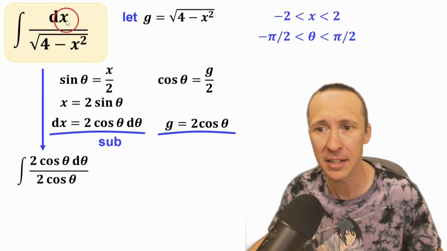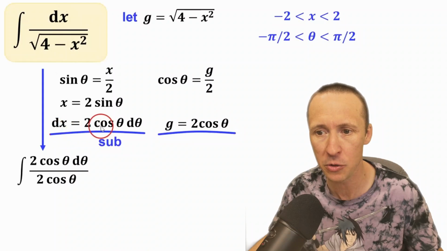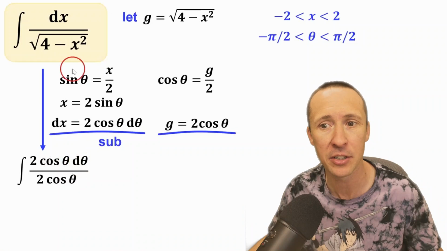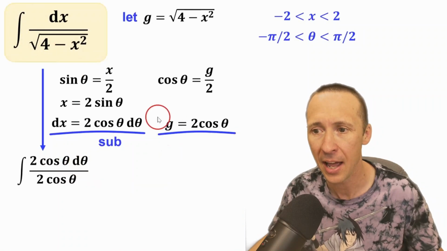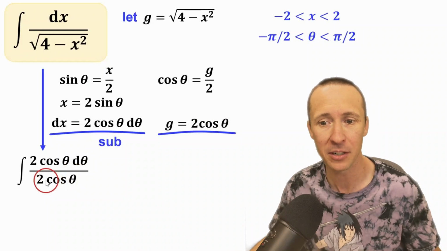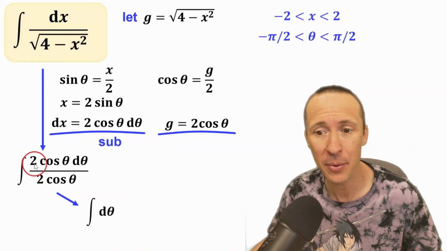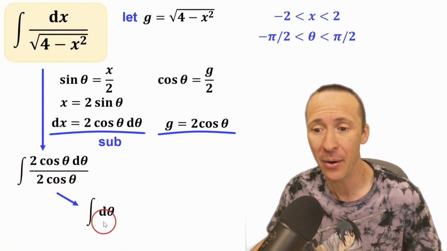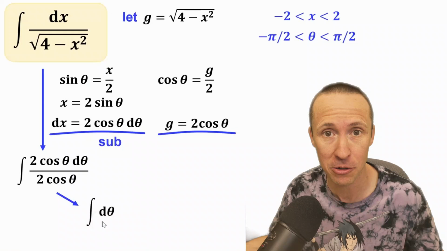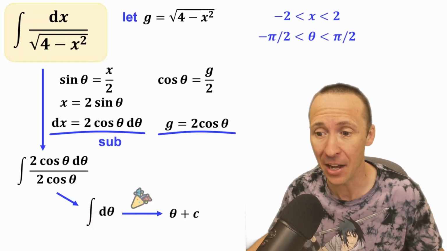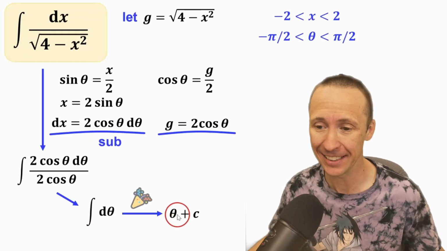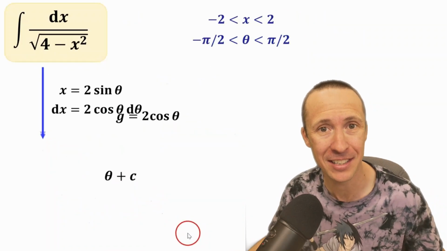So we're going to take these two equations and substitute them into our integrand right here. The numerator, dx, becomes 2 cos theta d theta. And the denominator is our square root, which is g, which is 2 cos theta. And check this out. We have cos theta over cos theta, we have 2 over 2. Those cancel. And we now have the world's easiest integral, the integral of d theta, which is our friend theta, plus our integration constant, c.